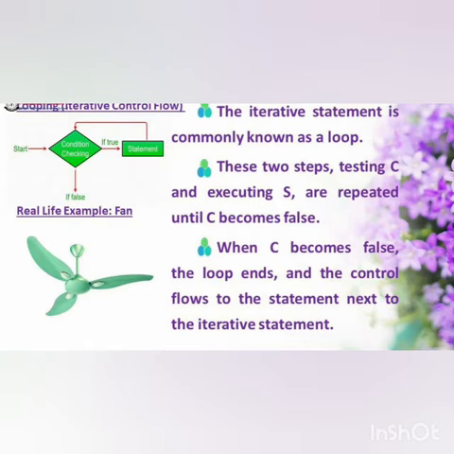The iterative statement is commonly known as a loop. Until C becomes false, the statement S will be executed here. When C becomes false, what will happen? The loop ends and the control flows to the statement next to the iterative statement.